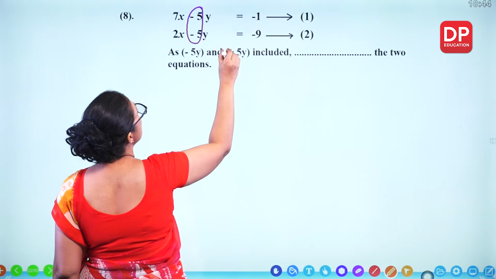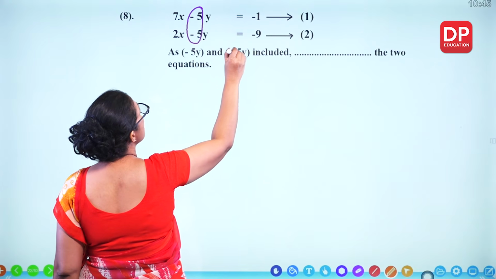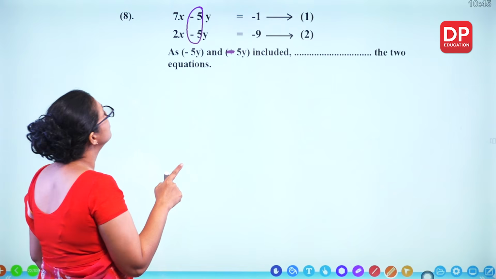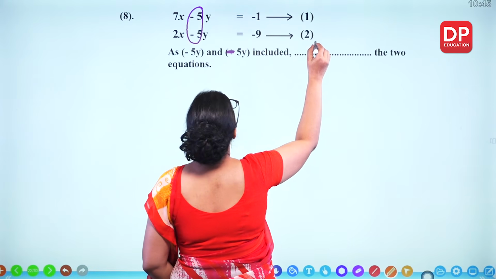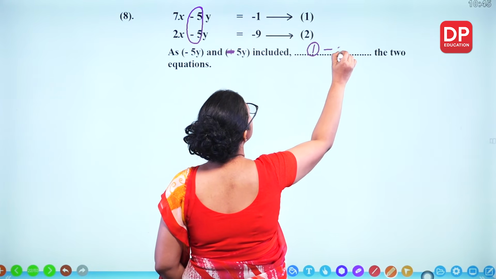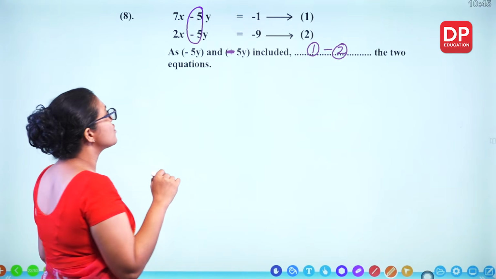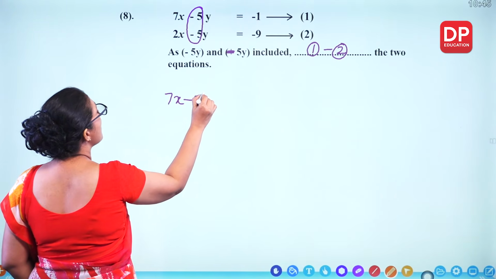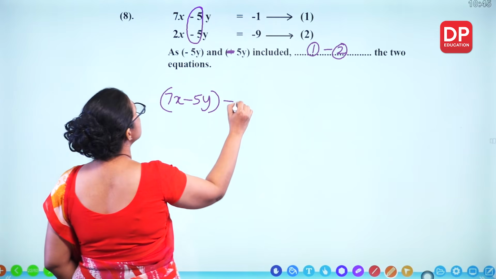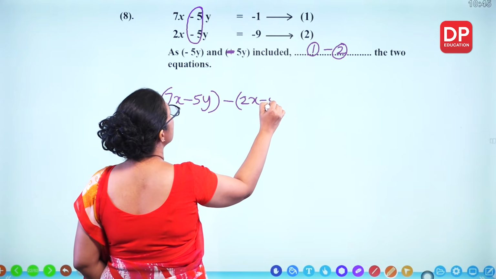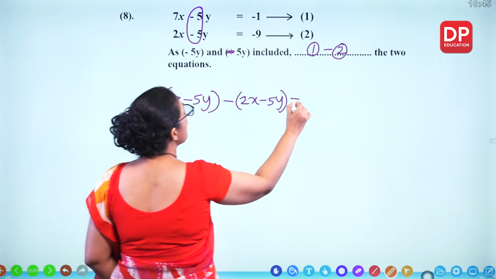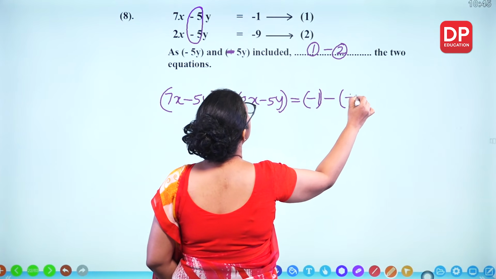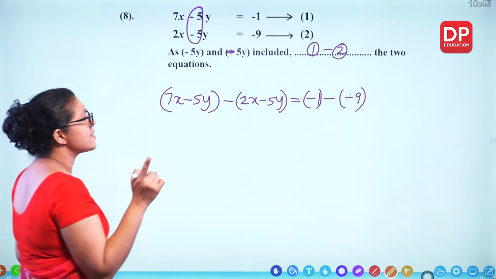So this is minus. Same sign, minus 5y, minus 5y. So what you do? You subtract the two equations. So when you subtract the two equations, what happens? 7x minus 5y, subtract 2x minus 5y, minus 1, minus minus 9.